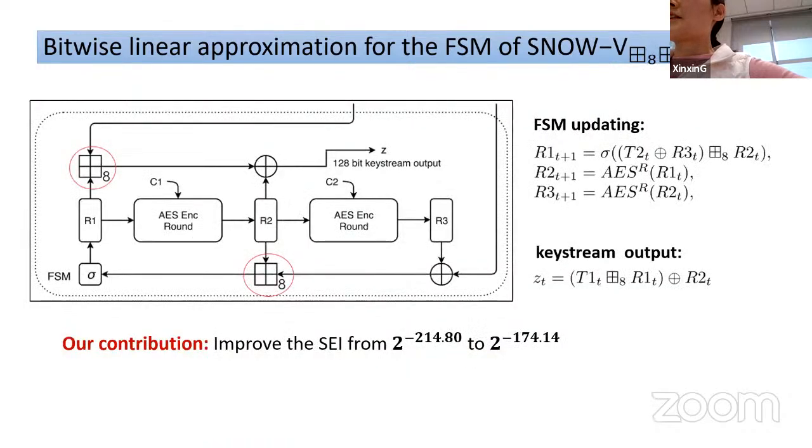Last, for another variant of SnowB, where both 32-bit adders are replaced by 8-bit adders, and whose bitwise approximations have been studied in the design document, our contribution here is that we construct bitwise approximations with the SEI higher than that of the bitwise ones given in the design document, and the faster correlation attack can be improved accordingly.